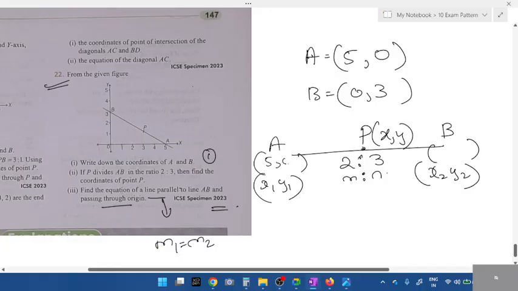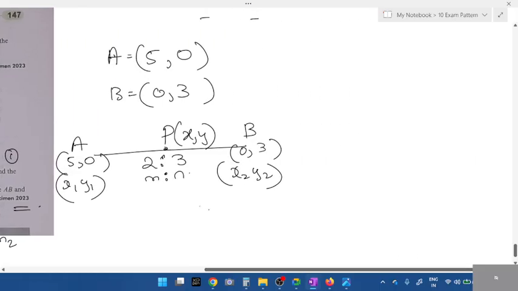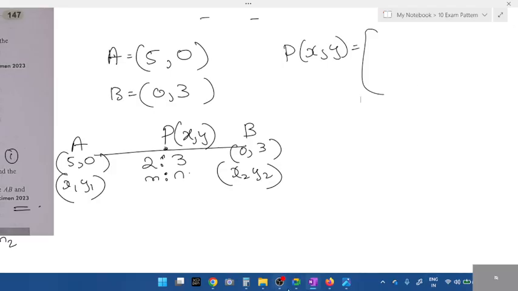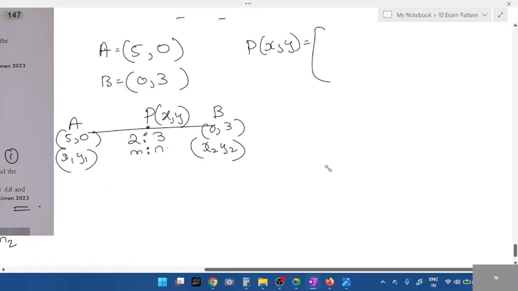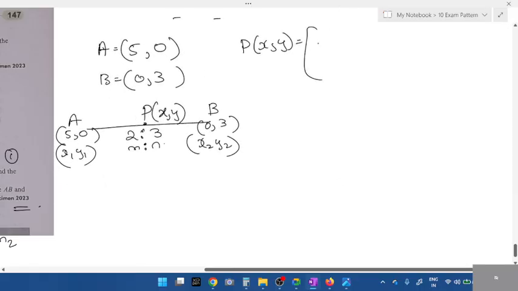Take this 5 comma 0, 0 comma 3. I've written all this. X1, Y1. What's the formula to find the P coordinate? Section or midpoint? Yes, tell me. M into. I'll write it directly. 2 into.